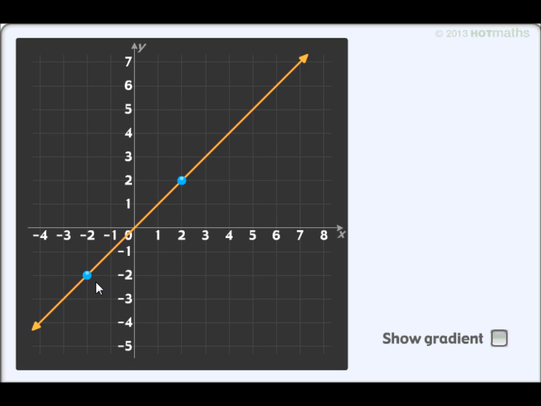Now what I need to do is start at one point, but we usually start at the bottom left hand corner, and I need to be able to count across how many steps it would be. So in this case I'd go 1, 2, 3, 4 steps across. That's my run, and then my rise would be 1, 2, 3, 4 up. So let's have a little look how that would show on the gradient.